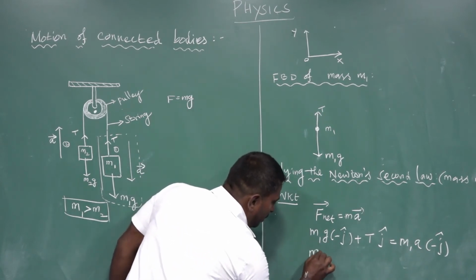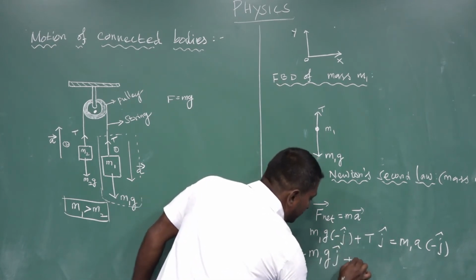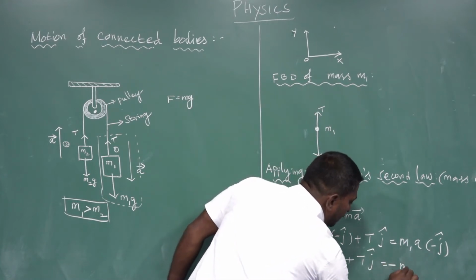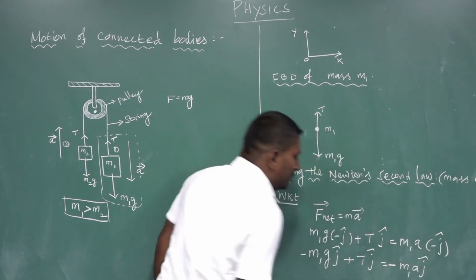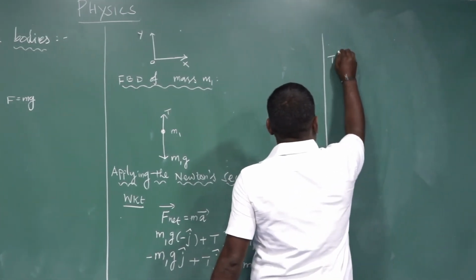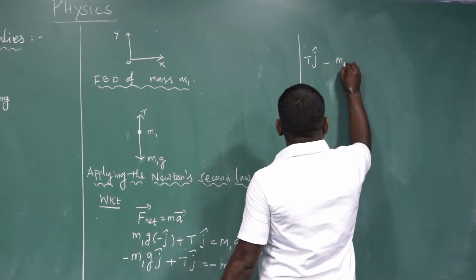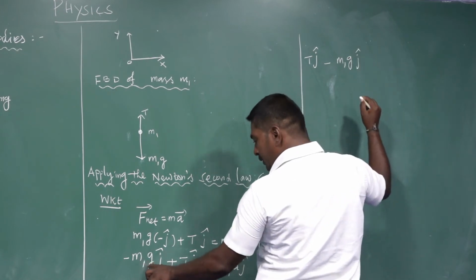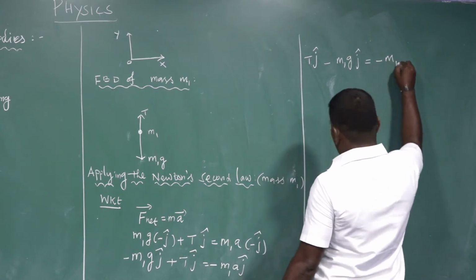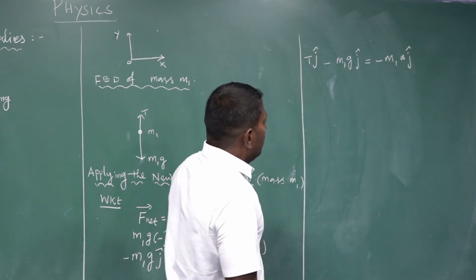So m1g minus j cap plus T j cap is equal to minus m1a j cap. Rearranging this equation: T j cap minus m1g j cap is equal to minus m1a j cap. This is equation number 1.